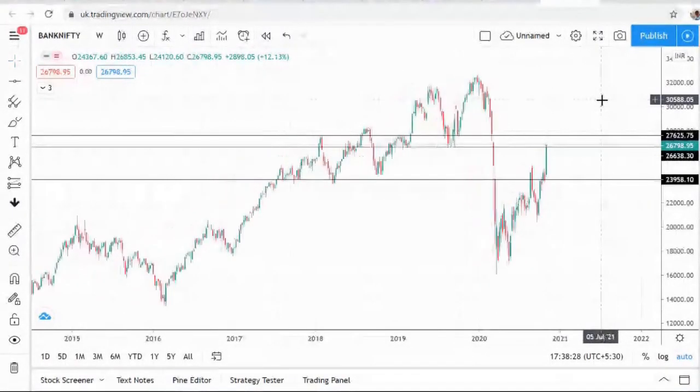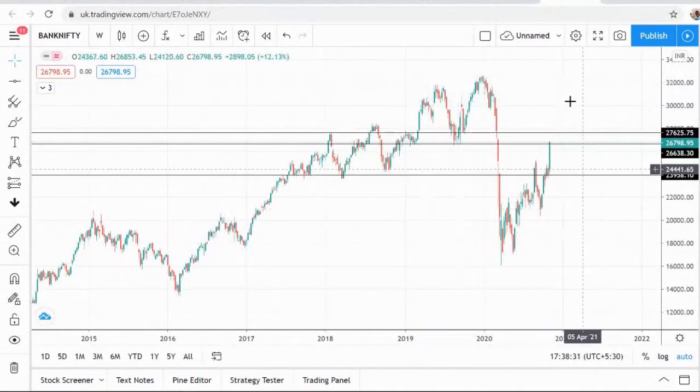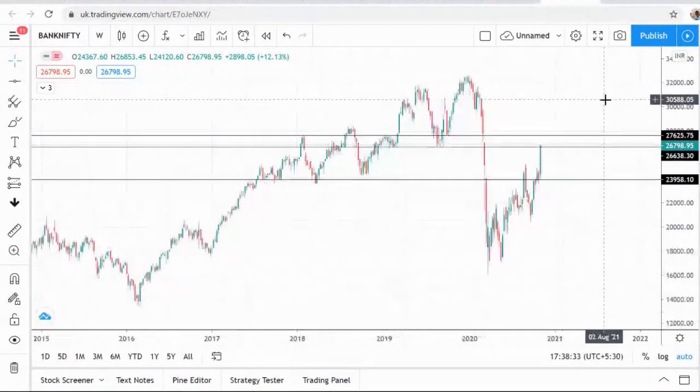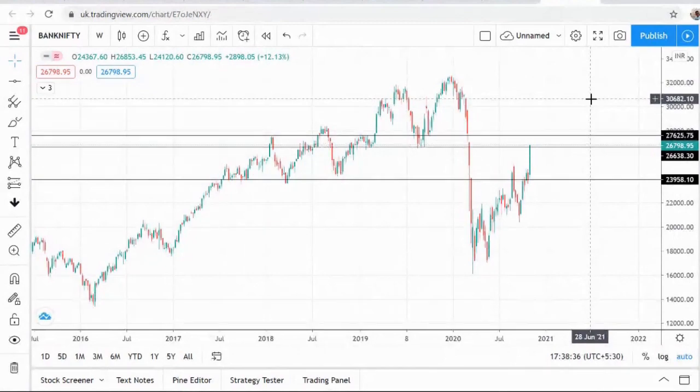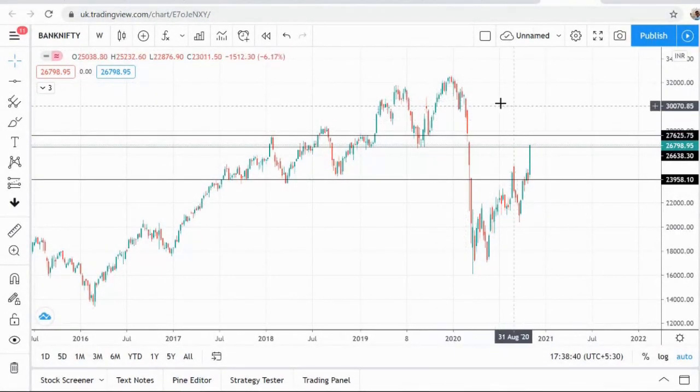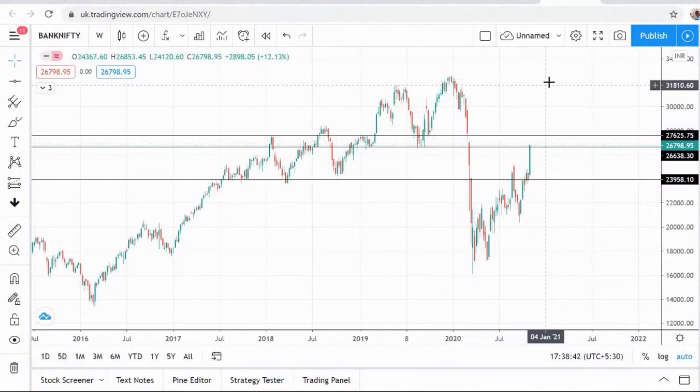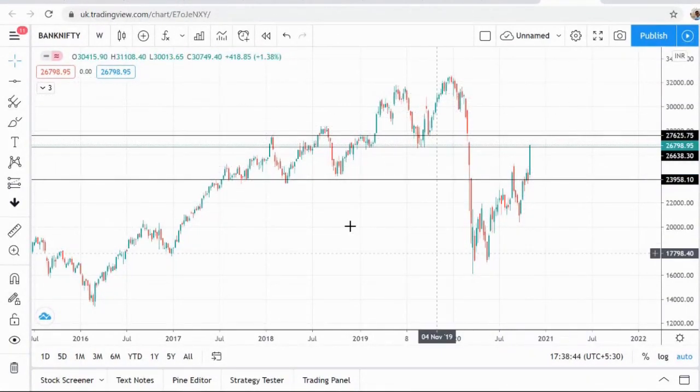Coming to the Bank Nifty chart, it looks very bullish. This has given a higher percentage rally as compared to Nifty. That is because Nifty is already near its all-time high, but Bank Nifty is still to catch up. Now, notice one thing here.